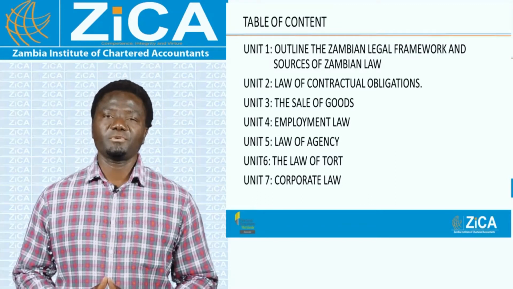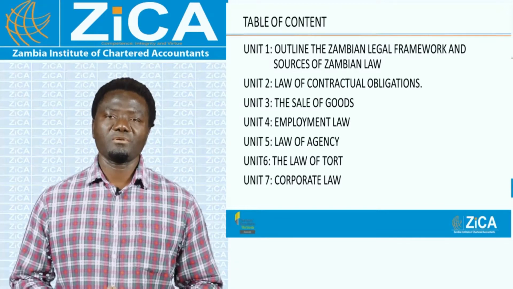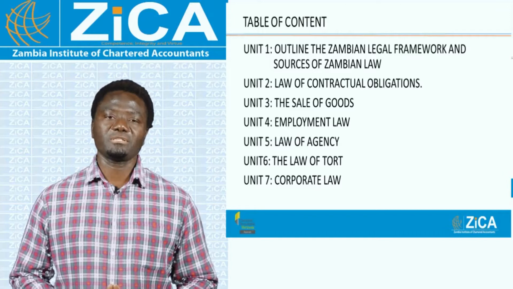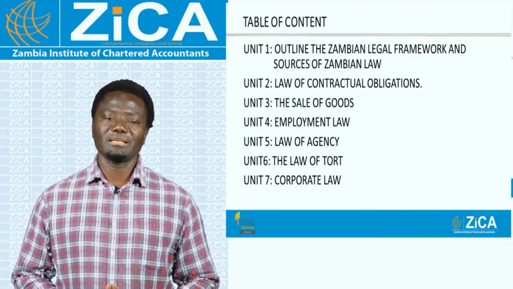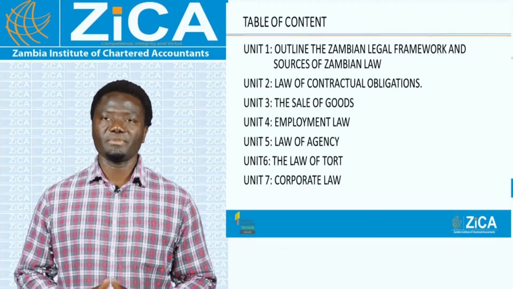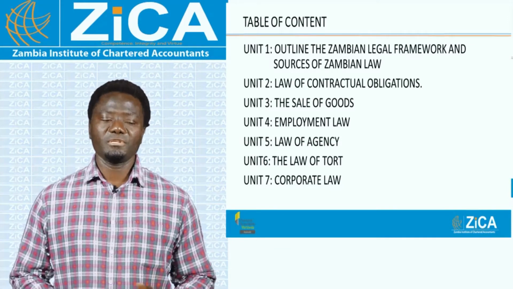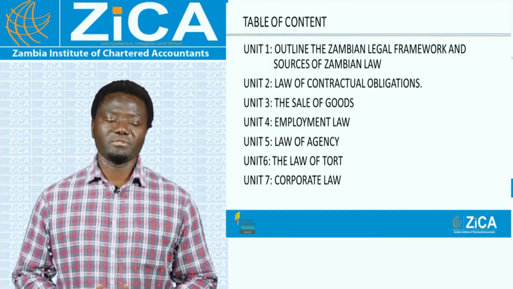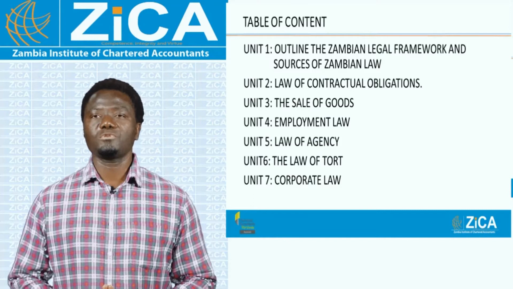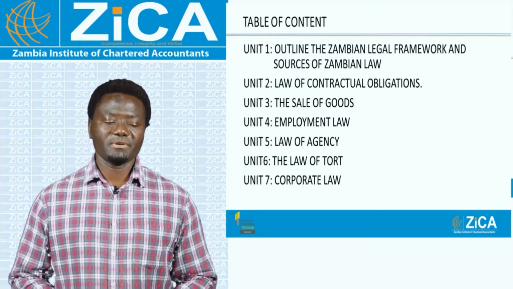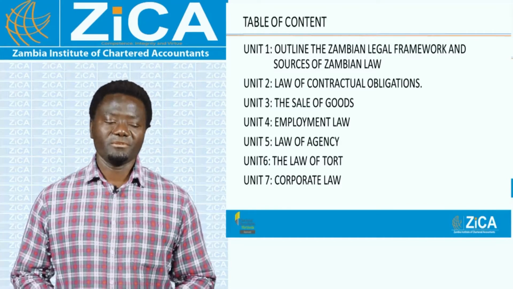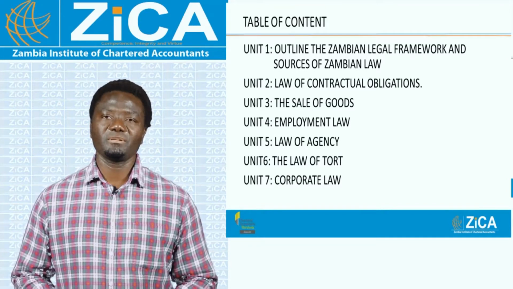So we start with unit number 1 of the CA1.4, which talks about outlining the Zambian legal framework and the sources of Zambian law. Unit 2 talks about the law of contract or the law of contractual obligations. Unit number 3 talks about the sale of goods. Unit number 4 talks about employment law.